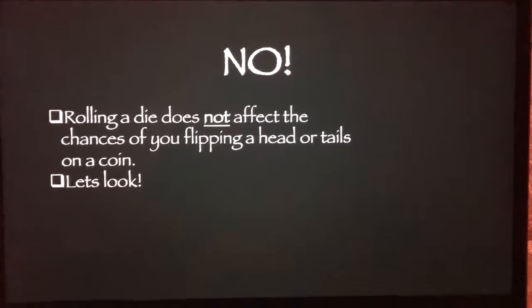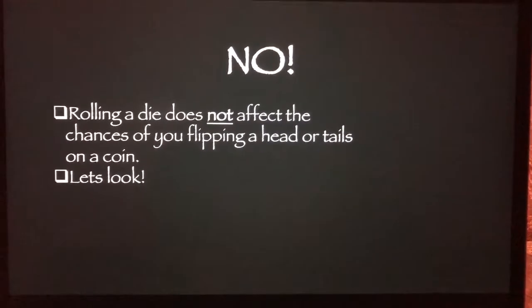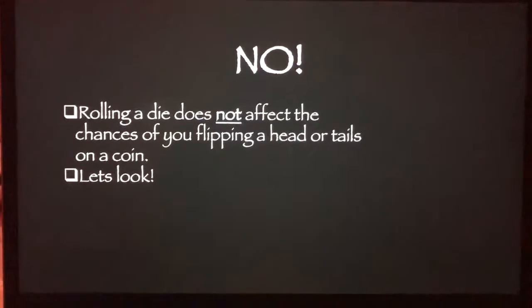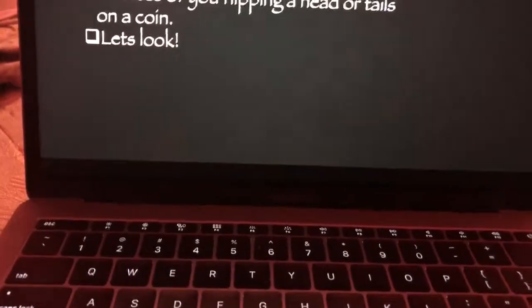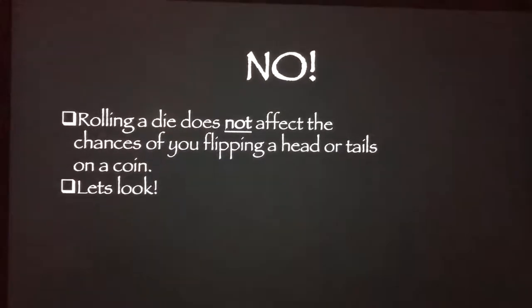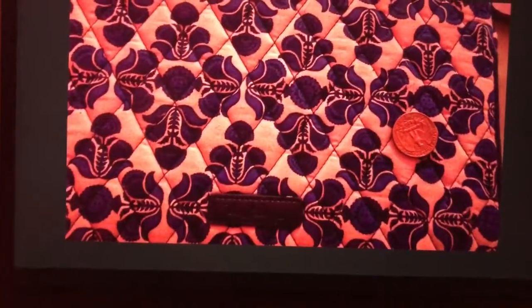The answer is no. Rolling a die does not affect the chances of you flipping heads or tails on a coin. And the reason is because they're two different things. A die is its own thing, and then a coin is its own element. So they're two independent elements. We're going to see a video of me demonstrating why this statement's true.